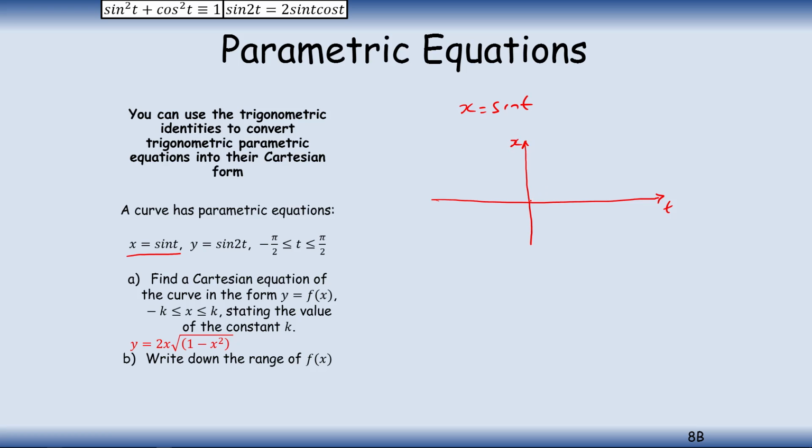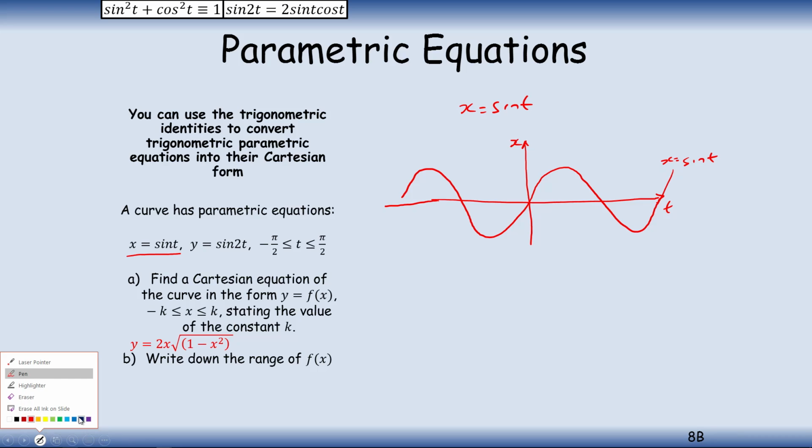So hopefully I can draw a decent sine curve, just about. It's important we get enough room to show it. And so that's our sine curve, or sine t. I'm just going to change the color of the pen. I think it'll help.